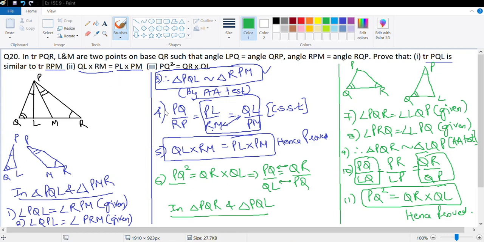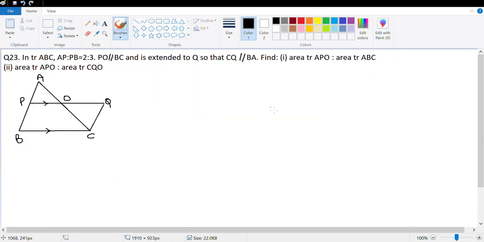The next question that we do is question number 23. So question number 23 says, in triangle ABC, AP is to PB is 2:3. So if this is 2x, this is 3x. Next, PO is parallel to BC and is extended to Q such that CQ is parallel to BA. So this side now is parallel to AB. Perfect. Find the ratio of the area of triangle APO to triangle ABC, and then the second one.